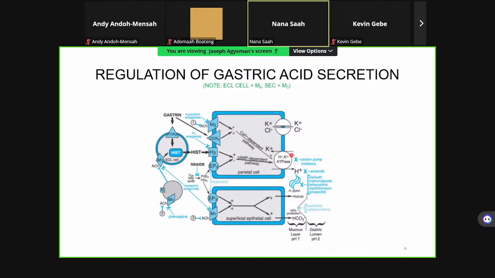So please, my question is, from my understanding of this pathway, the cyclic AMP pathway, it would basically lead to phosphorylation of the cytoskeletal proteins to translocate the cytoplasmic hydrogen potassium ATPase to the membrane to cause the secretion.